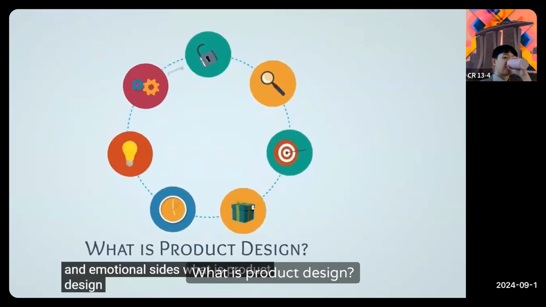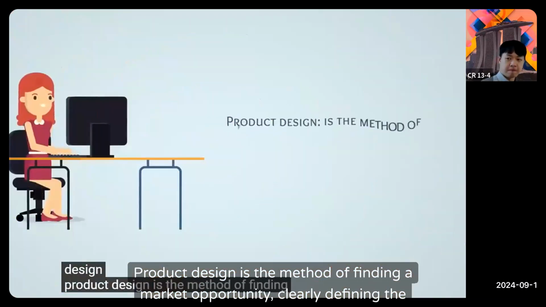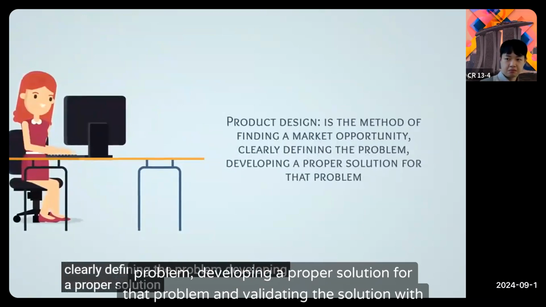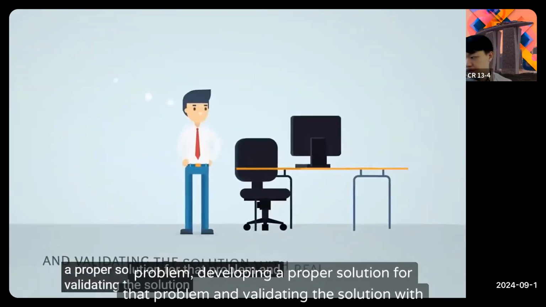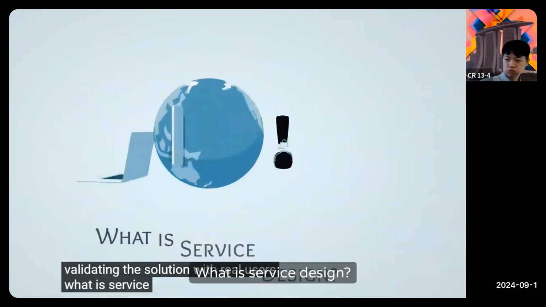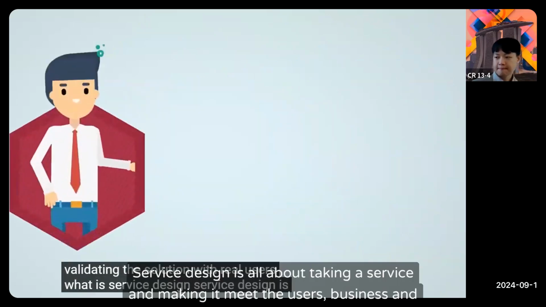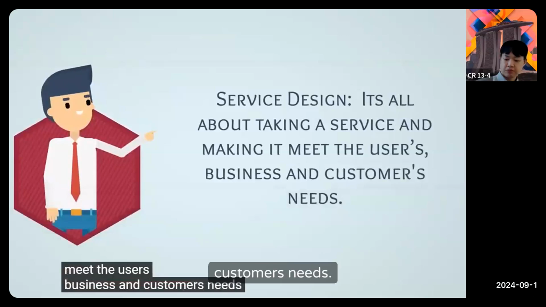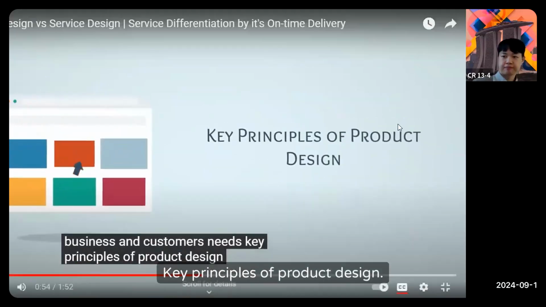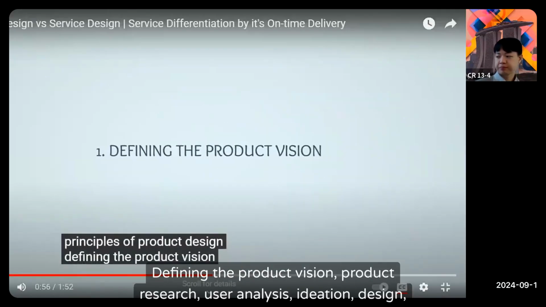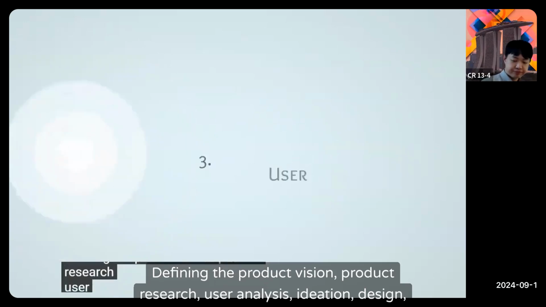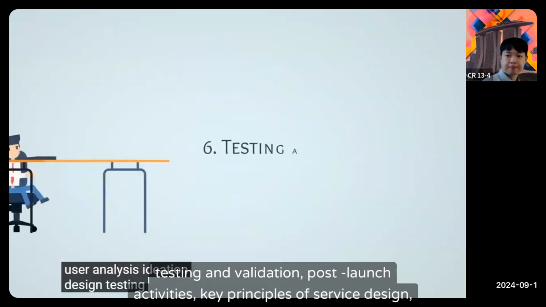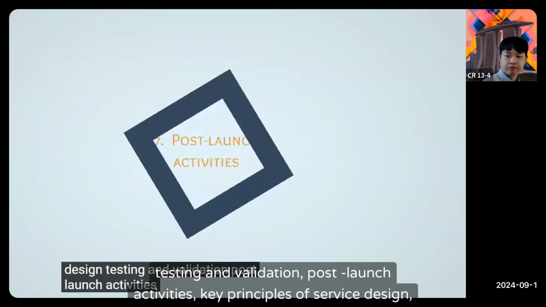What is product design? Product design is the method of finding a market opportunity, clearly defining the problem, developing a proper solution for that problem, and validating the solution with real users. What is service design? Service design is all about taking a service and making it meet the user's, business, and customers' needs. Key principles of product design: defining the product vision, product research, user analysis, ideation, design, testing and validation, post-launch activities.